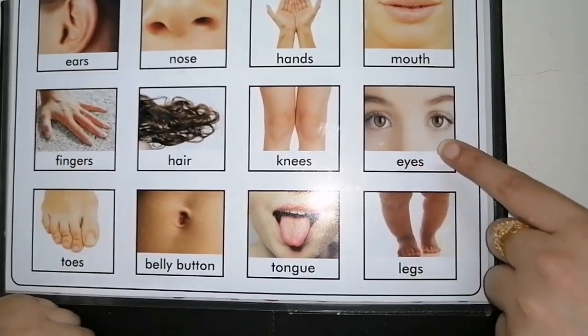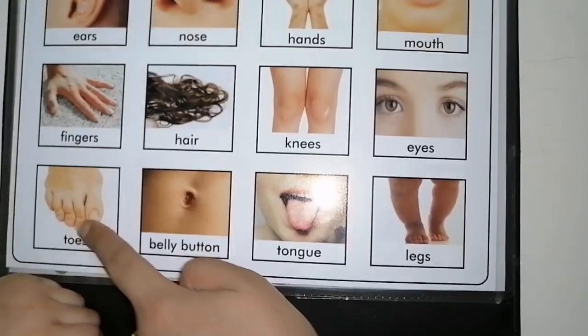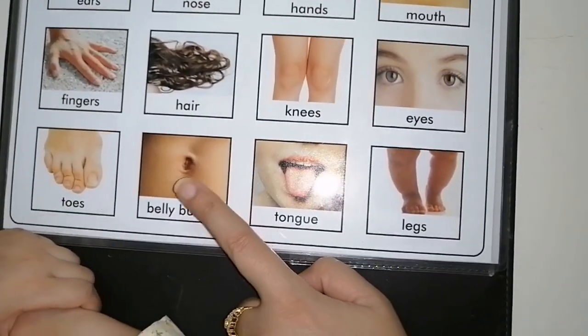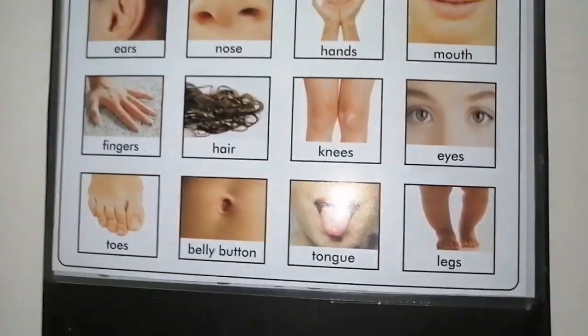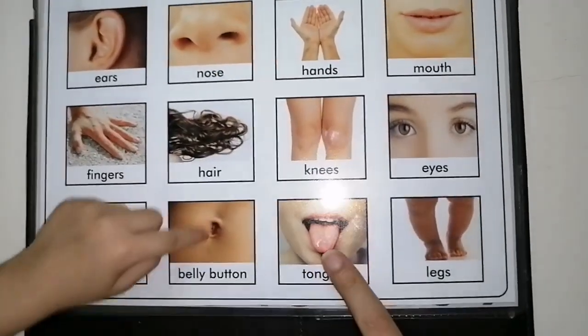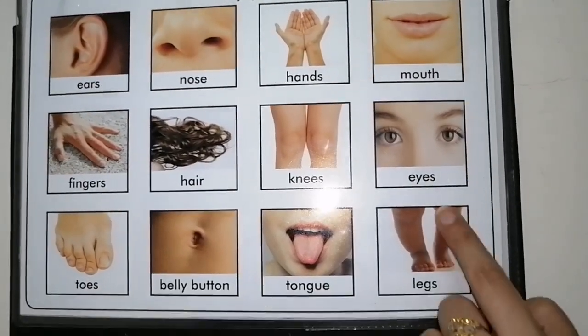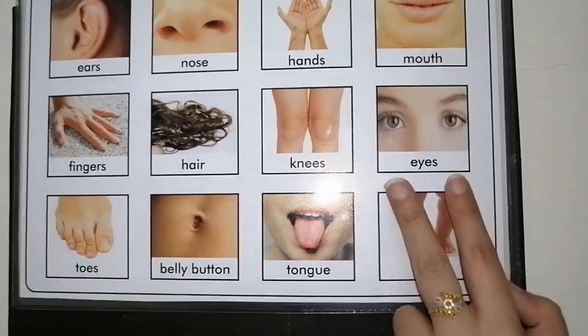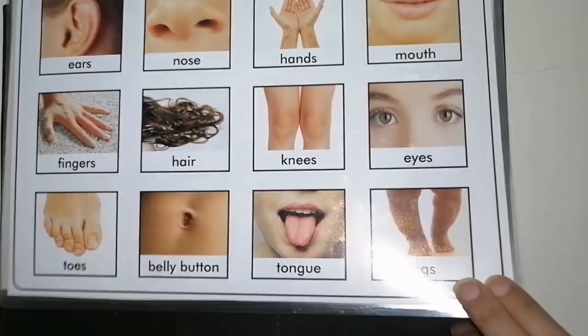Knees. Eyes. What are these? Toes. Good. Belly button. Look, I'll show you belly button. What is this? Belly. Tongue. And these? These two? Knee. Legs.